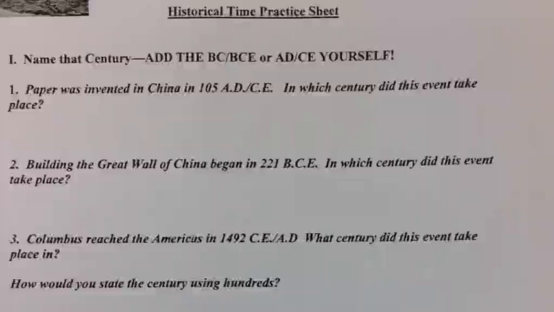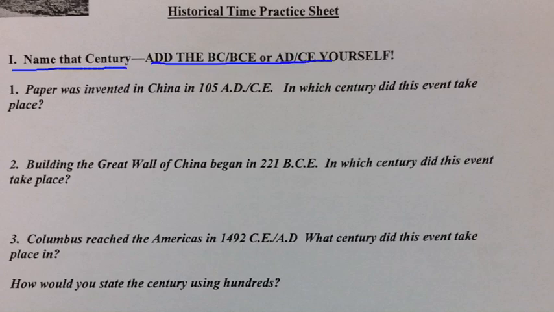In this section, section 1, the directions say name that century. Add the BC/BCE or AD/CE yourself. So that's exactly what I'm going to do. Paper was invented in China in 105 AD, also known as 105 CE. In which century did this event take place?